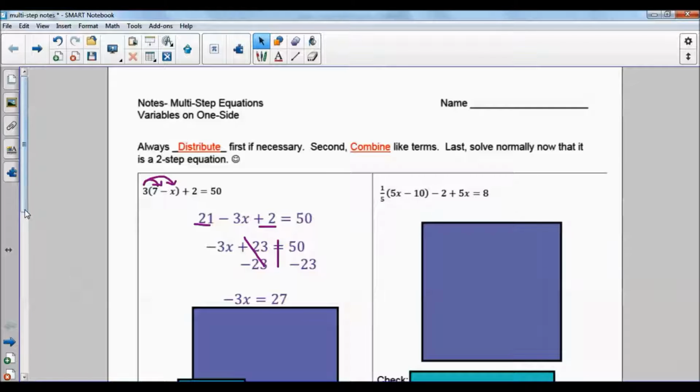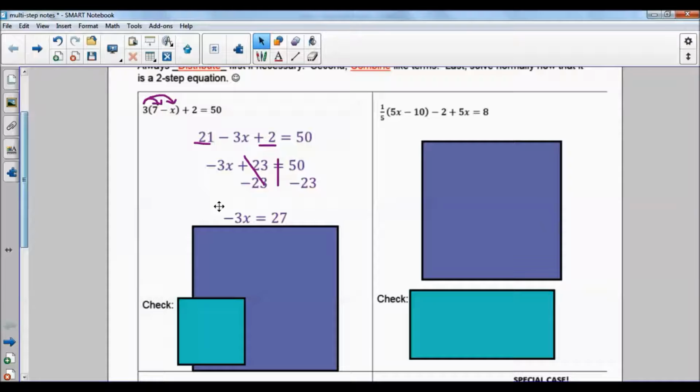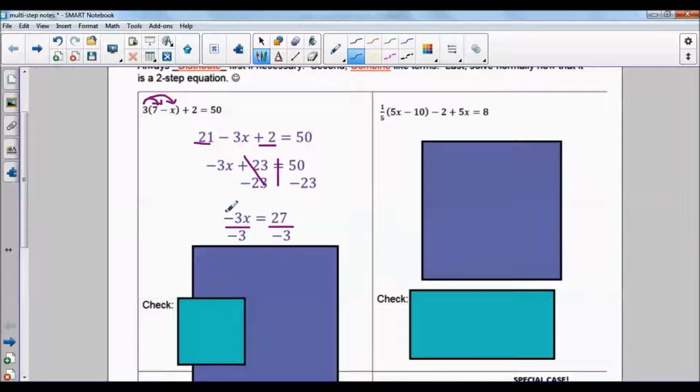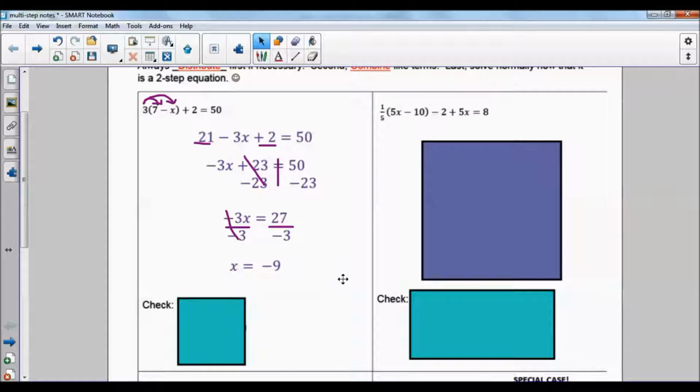So then, to get rid of this negative 3 in front of our x, it's a coefficient, so it's being multiplied by x. So on both sides, we're going to do the opposite of multiplying, which is dividing. So we divide negative 3 here and negative 3 on the other side of our equal sign. So then when we divide, the negative 3's here cancel out, and then we just have to divide 27 divided by negative 3 gives us negative 9. So our final answer here is x equals negative 9.